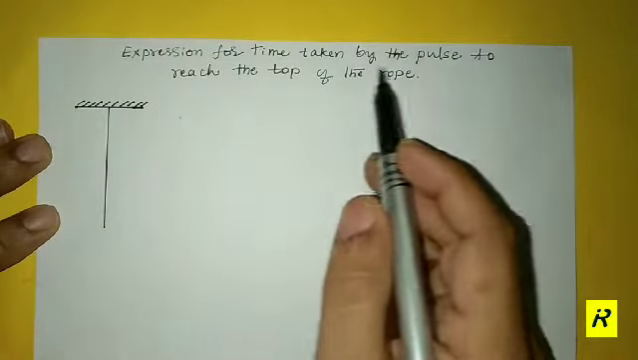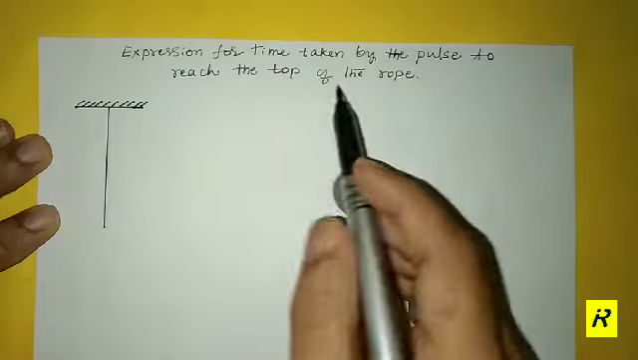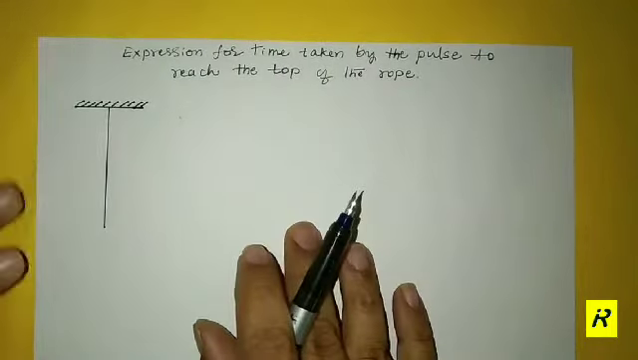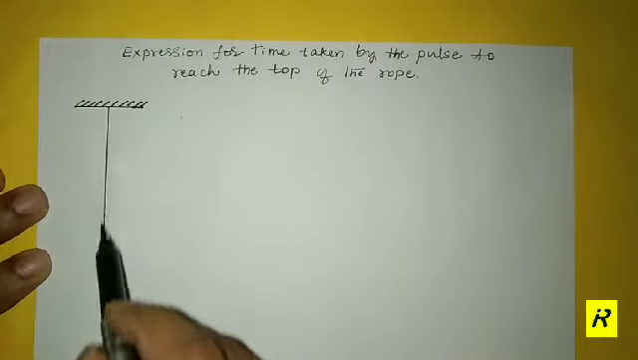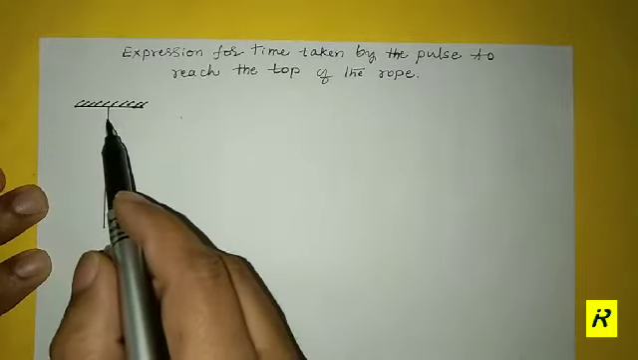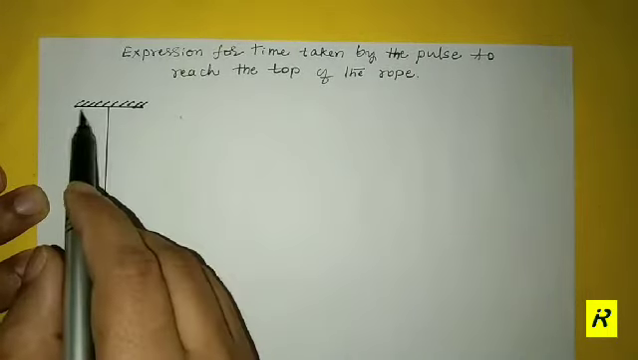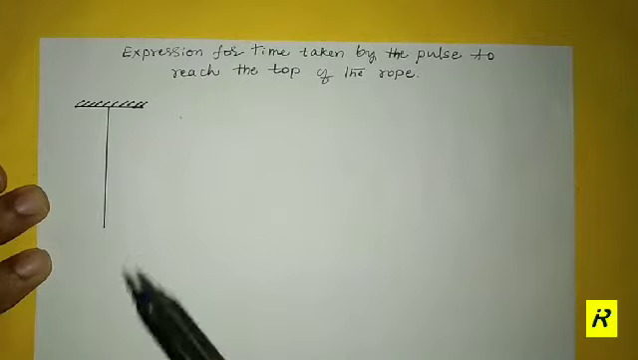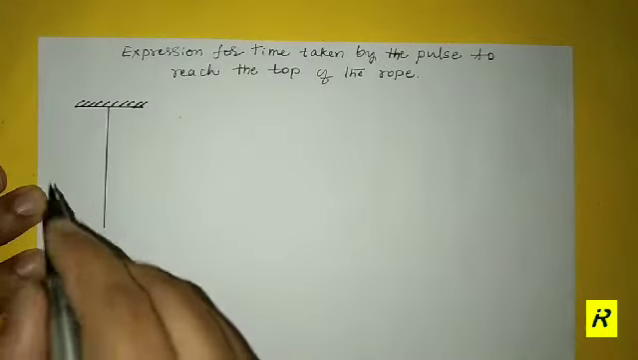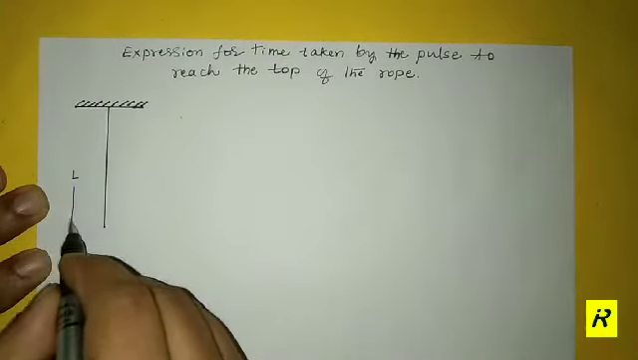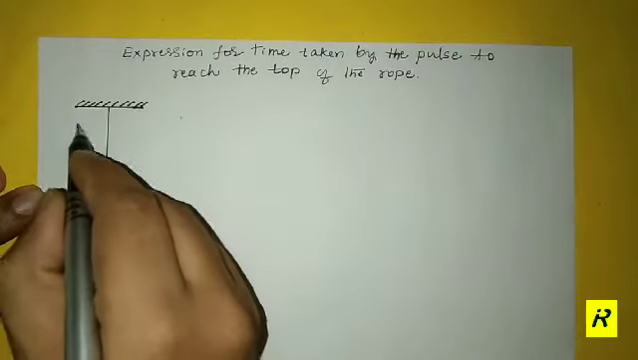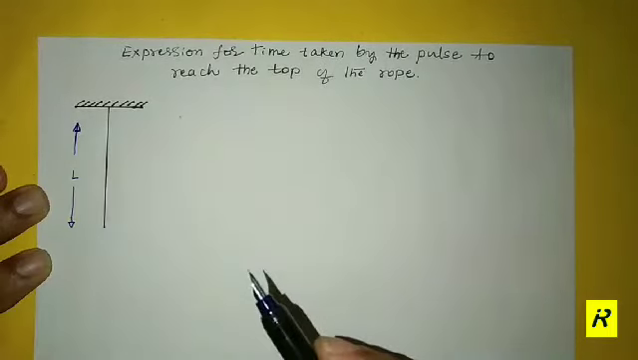Expression for time taken by the pulse to reach the top of the rope. We are seeing a rope suspended from a rigid support like this. The total length of the rope is say L. So this is the total length of the rope.